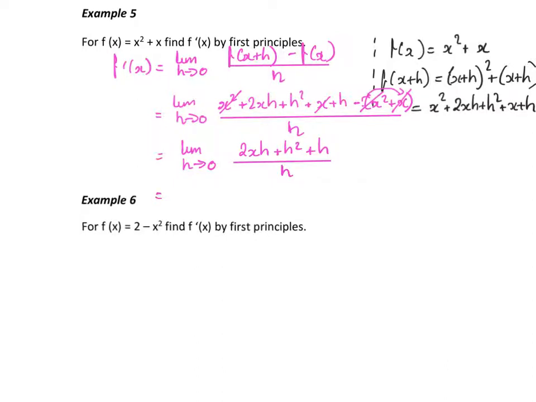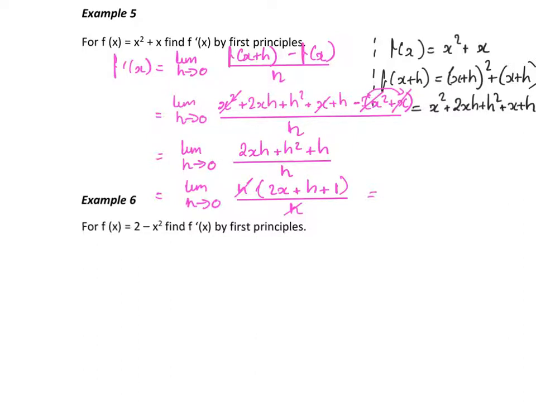And I can. So again, I've got the limit as h tends to 0. Take out the common factor, and I've got h times 2x plus h plus 1, all over h. And of course, the h's cancel out there. And so now's the only time we don't need to write that limit as h tends to 0, because we're going to let h equal 0.